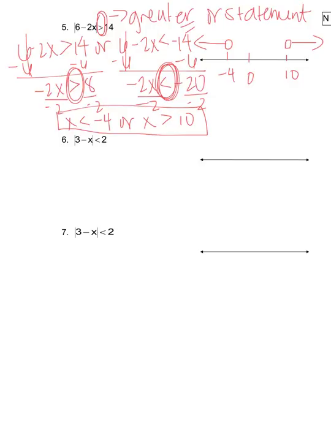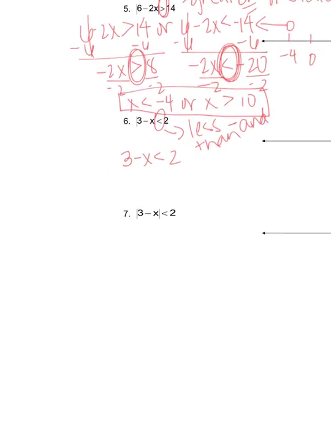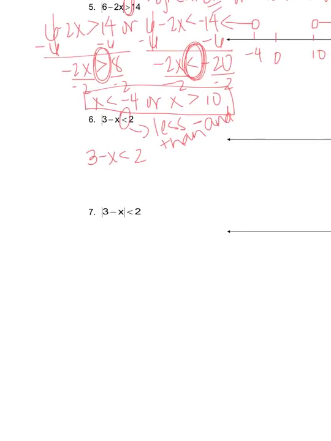Okay, so let's look at 6. Absolute value of 3 minus x is less than 2. So less than is an and statement. So I'll have 3 minus x is less than 2. But then on your and statements, you will need to put -2 on the other side, but those should match. Those should be facing the same way. So there's our and statement.